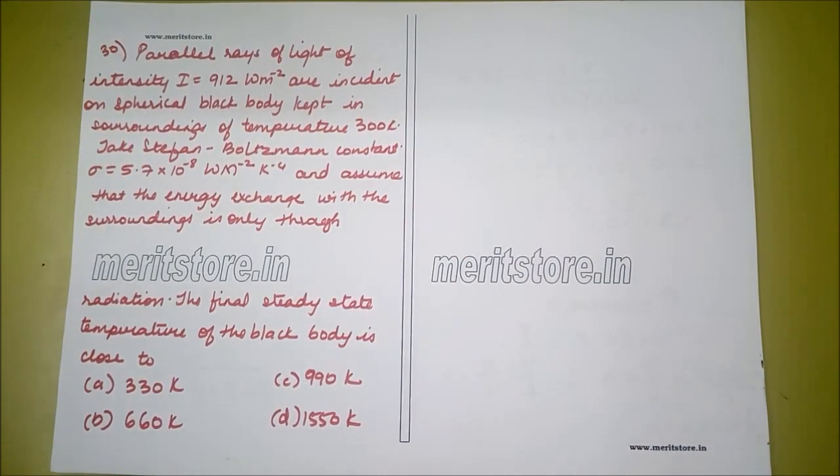Parallel rays of light of intensity I equal to 912 watt per meter square are incident on a spherical black body kept in surroundings of temperature 300 Kelvin. Take Stefan Boltzmann constant sigma equal to 5.7 into 10 raised to minus 8 watt per meter square per Kelvin raised to 4, and assume that the energy exchange with the surroundings is only through radiation. The final steady state temperature of the black body is close to, the options given are 330 Kelvin, 990 Kelvin, 660 Kelvin and 1550 Kelvin.